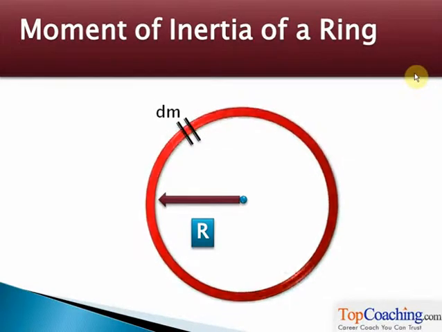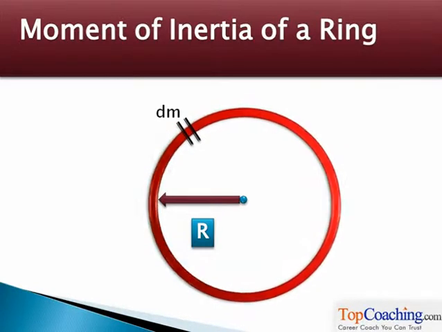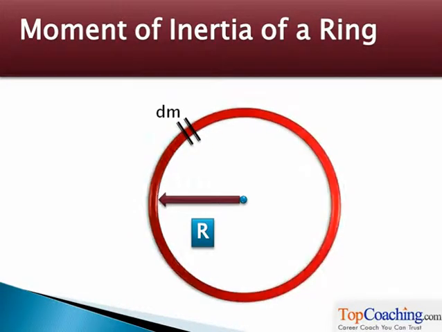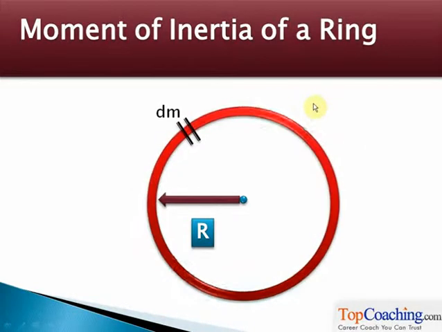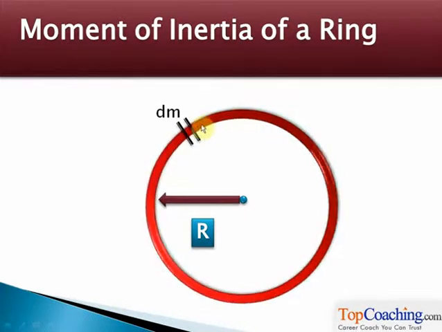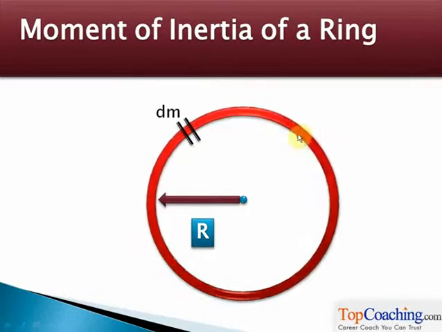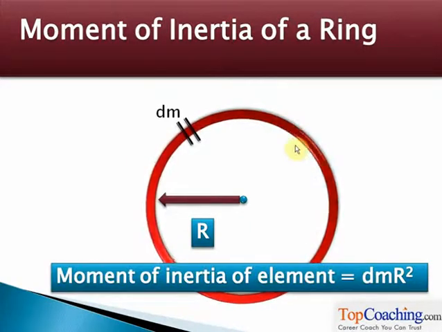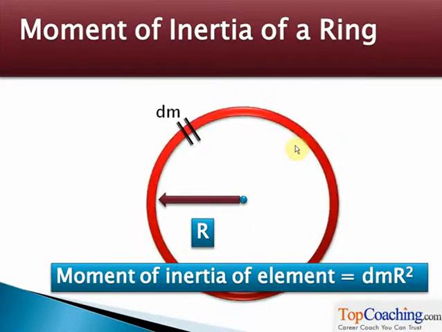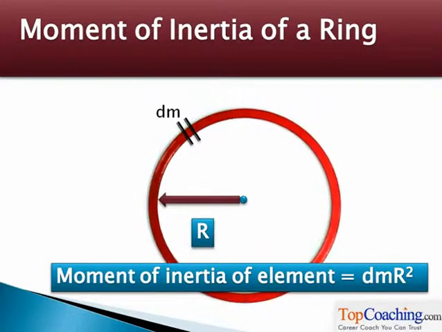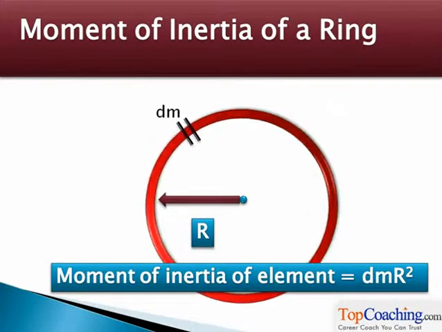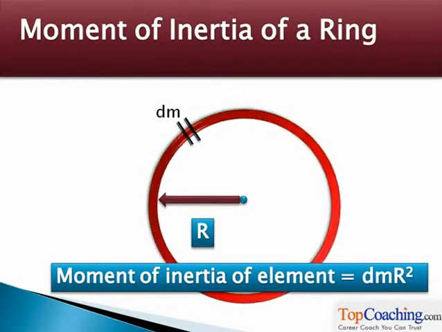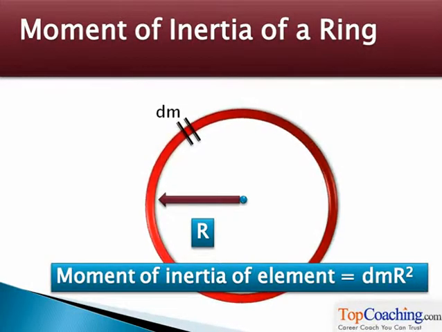If you consider a small element dm on the ring, an element means a very, very tiny portion of the ring, an infinitesimally small portion of the ring. In that case, you can add up the moment of inertia of each of these tiny portions of the ring to get the total moment of inertia of the ring about the central axis, isn't it? So we consider this element of mass dm, very, very small mass on the ring, and we try to calculate its moment of inertia. Then we try to integrate the moment of inertia of all such elements to get the total moment of inertia of the ring about the central axis.